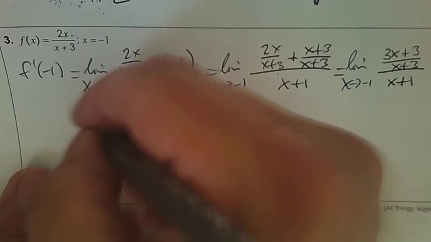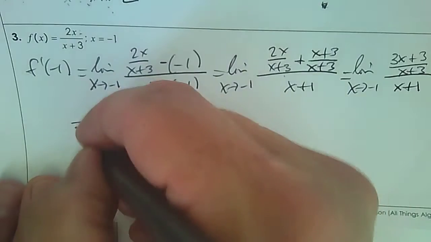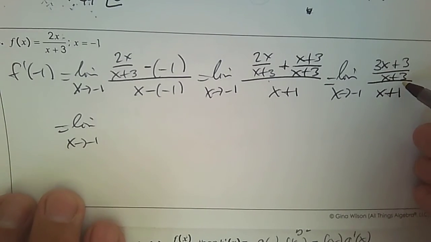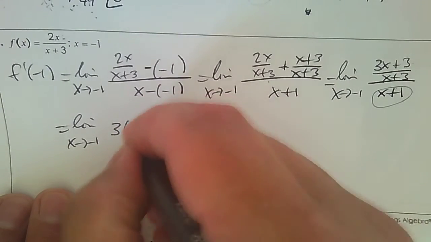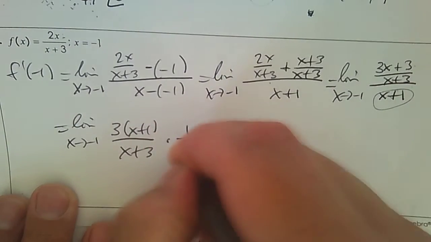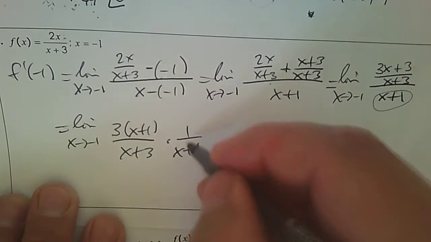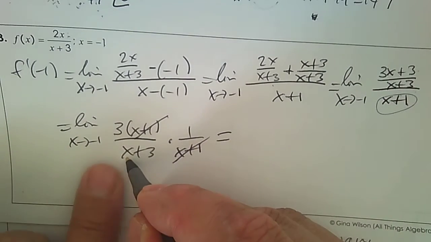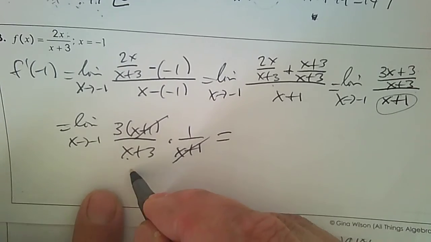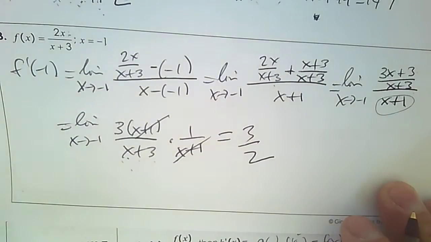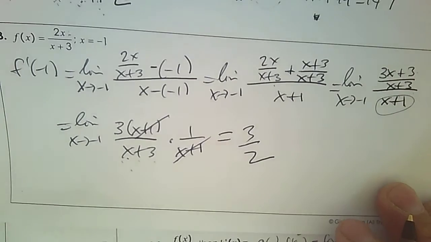We're almost there. Now it's the limit as x approaches -1. I want you to notice we're going to go times the reciprocal of the denominator. Now 3x plus 3, the 3 can be factored out. And then times the reciprocal of the denominator, you can now see the whole will divide out. Now you can plug in -1. And you get 3 over. Now -1 plus 3 is 2. So it's 3 over 2. And that's the derivative at that point.